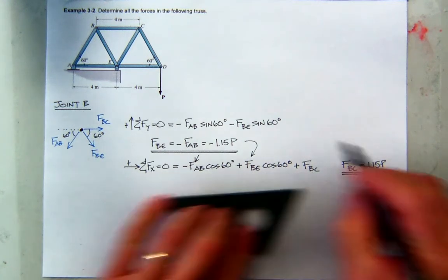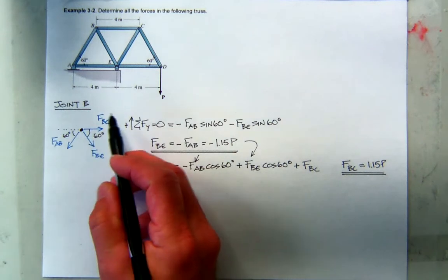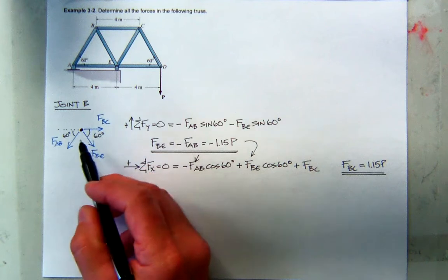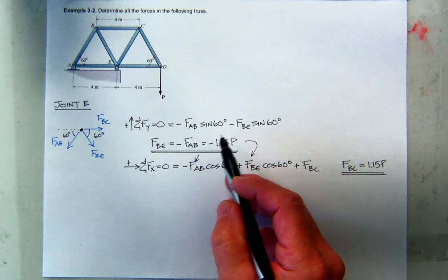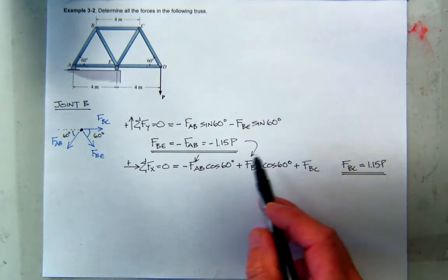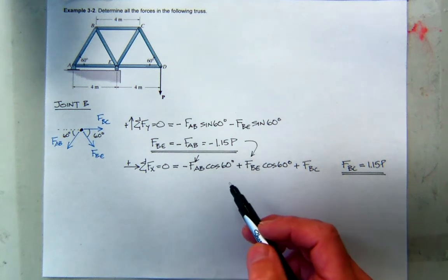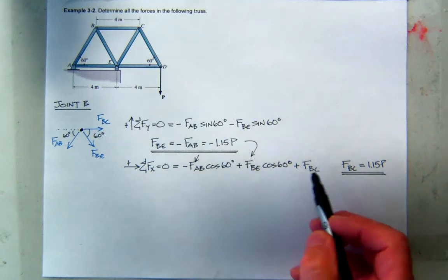So that means that this is in tension. And we already talked about the top chord being in tension, so that makes sense. FBE cosine 60 is positive? No. Well, I mean, it is positive here the way I drew it. To the right. But the actual value of BE that we calculated is negative. So when I put that negative value in there, this term will become negative. And this term is negative. So you add them together, you get a negative. But you move to the other side of the equation, then BC becomes positive.